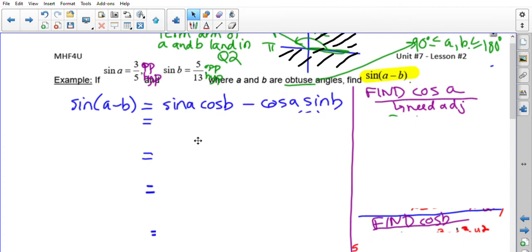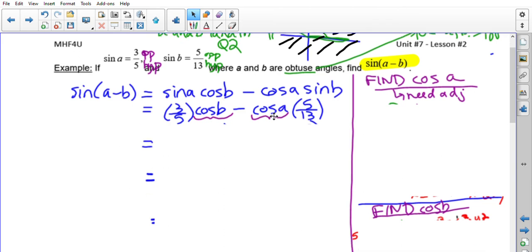So I know the formula for sine A minus B is here. And let's fill in what we know so far. So we know sine A, that was given as 3 over 5. We don't know cos B. We don't know cos A either, but we know sine B is 5 over 13. So now we're going to have to do some work to find these two pieces given what they already gave us. All right, so let's start by finding cos A first.